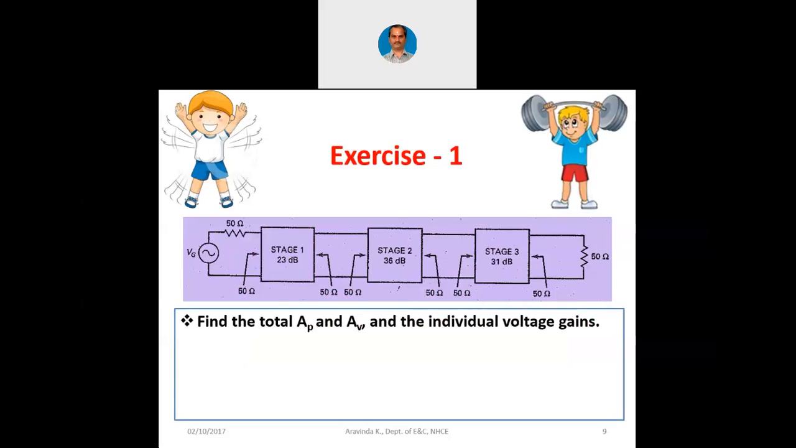Let us see one exercise. I'm showing you the kids who are doing some physical exercise. Now we will be doing a mental exercise.